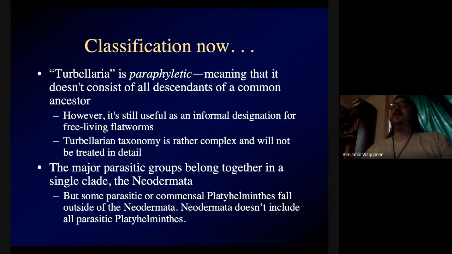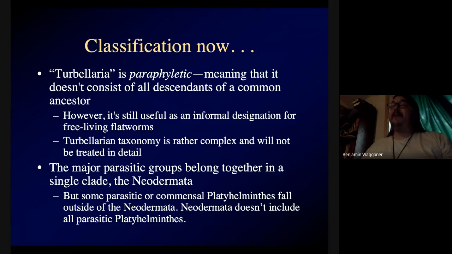Turbellaria is still used as an informal name for free-living flatworms. It comes from the same root as turbulence, because when you see one of these crawling around under the microscope, the beating of their cilia often kicks up little particles, kind of like a crowd kicking up dust. So the term is still kind of used informally, but it's no longer used as a formal class. How you do divide these up is a fairly complicated affair, and we're not going to treat it in detail.